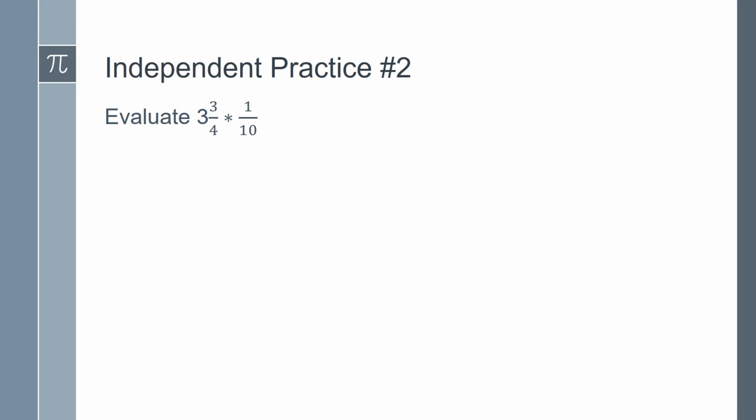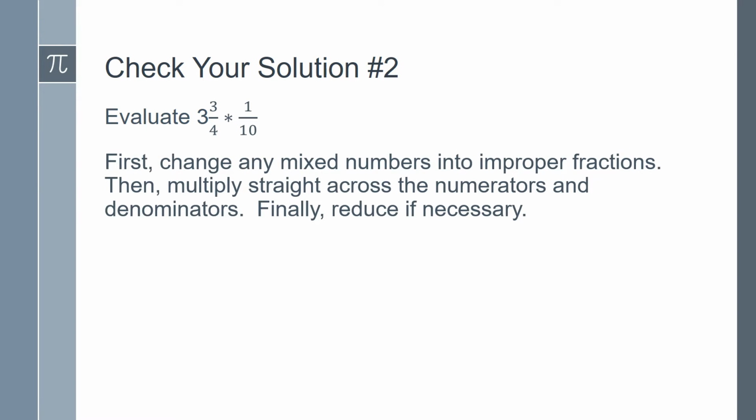Independent practice number 2. Evaluate 3 3/4 times 1/10. Now is a good time to pause this video and work on this problem if you have not done so already. The first thing that we'll need to do is change our mixed number into an improper fraction. Then we can multiply straight across the numerators and straight across the denominators. We can reduce at the end if it's necessary.